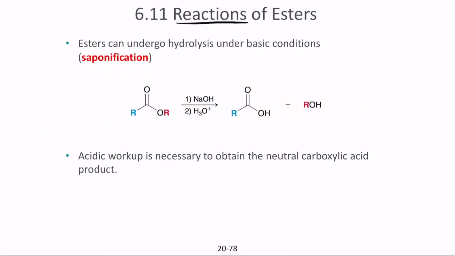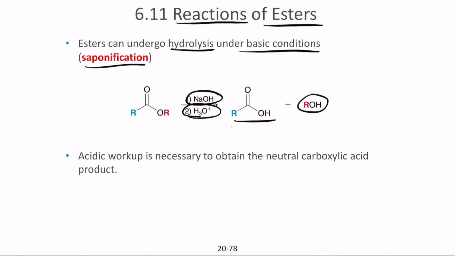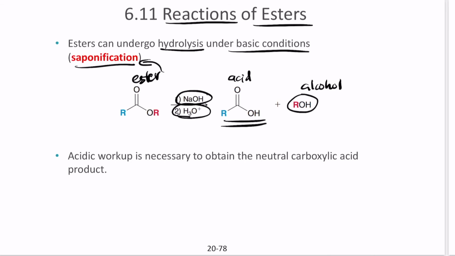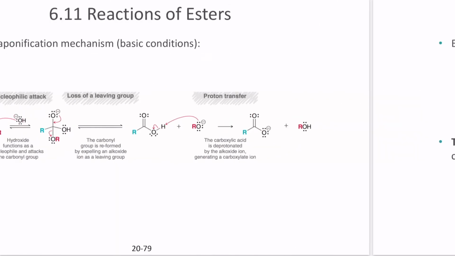Next, let's talk about the reactions of esters. Esters undergo what we call saponification. Saponification is the process of hydrolysis under basic conditions. When you add NaOH in basic conditions and then water, it creates an alcohol and a carboxylic acid. So acid and alcohol are formed from the ester. This process is called saponification, where we form an acid and an alcohol from esters in a basic medium.